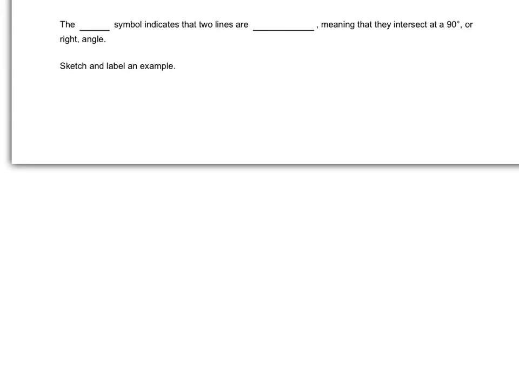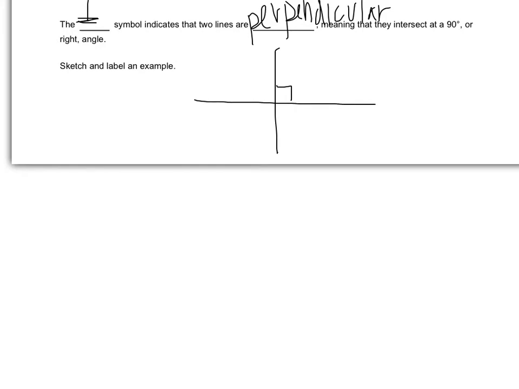All right, when we have two lines that intersect at a 90-degree angle, or right angle, they are called perpendicular. And the symbol for perpendicular is an upside down T. So when you see that symbol, that means that they're perpendicular. If I had two lines that looked like this, they would be perpendicular. They intersect at a 90-degree angle. Or perhaps they're turned sideways, but again, they intersect at a 90-degree angle. So that makes them right angles.